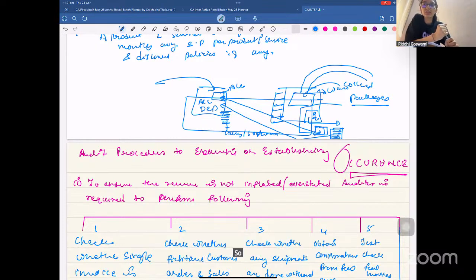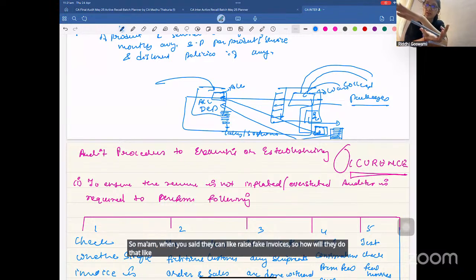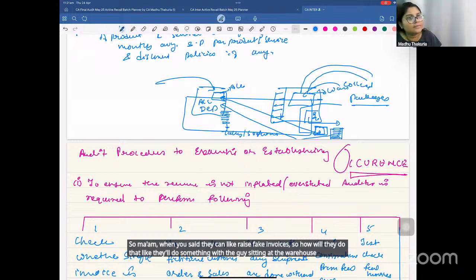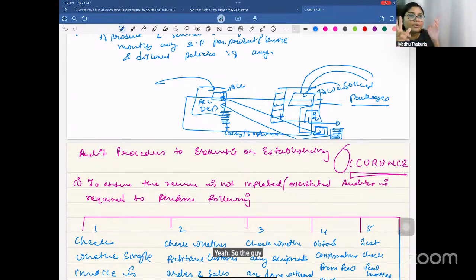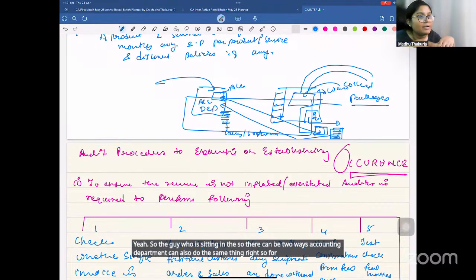So ma'am, when you said they can raise fake invoices, how will they do that? Like they'll do something with the person sitting at the warehouse? Yeah. There can be two ways. Accounting department can also do the same thing, right? So for example, accounting department will actually book an invoice. If you see a software like Tally, it is such a vulnerable system. Like I and you can easily put an accounting entry into Tally, right? And you will see this in some of your clients. So when you pass the accounting entry in Tally, you don't need to have a reference of a customer order.